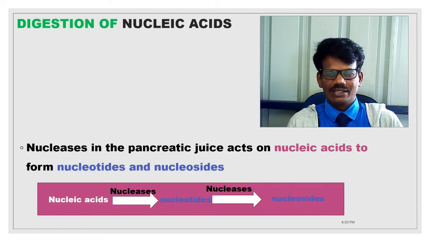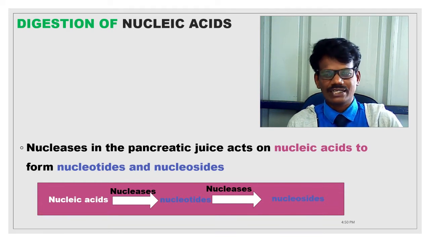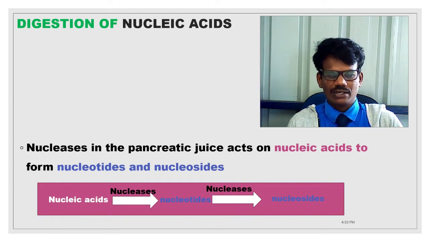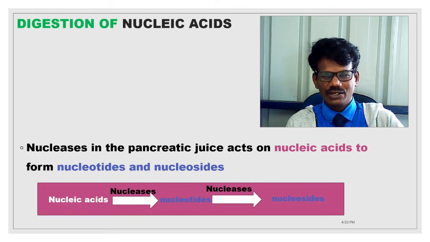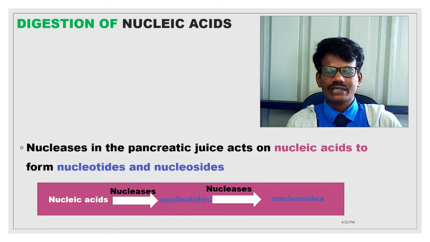Then, some nucleic acids are also there, and they also need to be digested. The enzymes for digesting nucleic acids are nucleases. These nucleases are present in the pancreatic juice. They act upon the nucleic acid to form nucleotides and nucleosides. Nucleases of the pancreatic juice convert the nucleic acid into nucleotides and nucleosides. So by this the nucleic acid is digested.